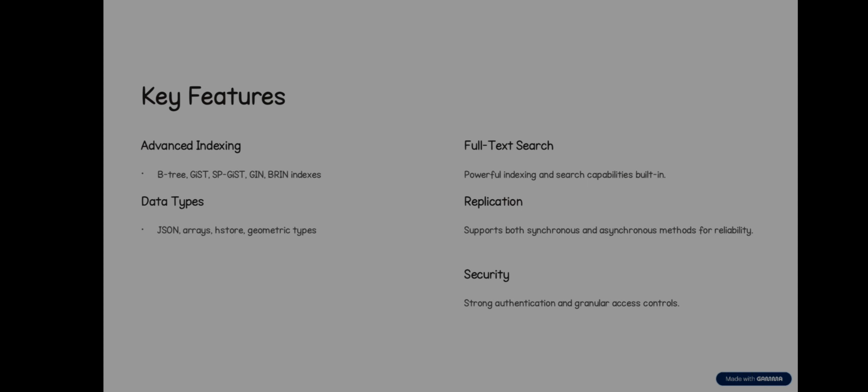Full text search: powerful indexing and search capabilities built in. Any query or any data we have to retrieve, we can search and retrieve it, no matter how large the data is. Replication supports both synchronous and asynchronous methods for reliability. If the data is missed from one system, then it can be retrieved from another system. It does not have only one method for it.